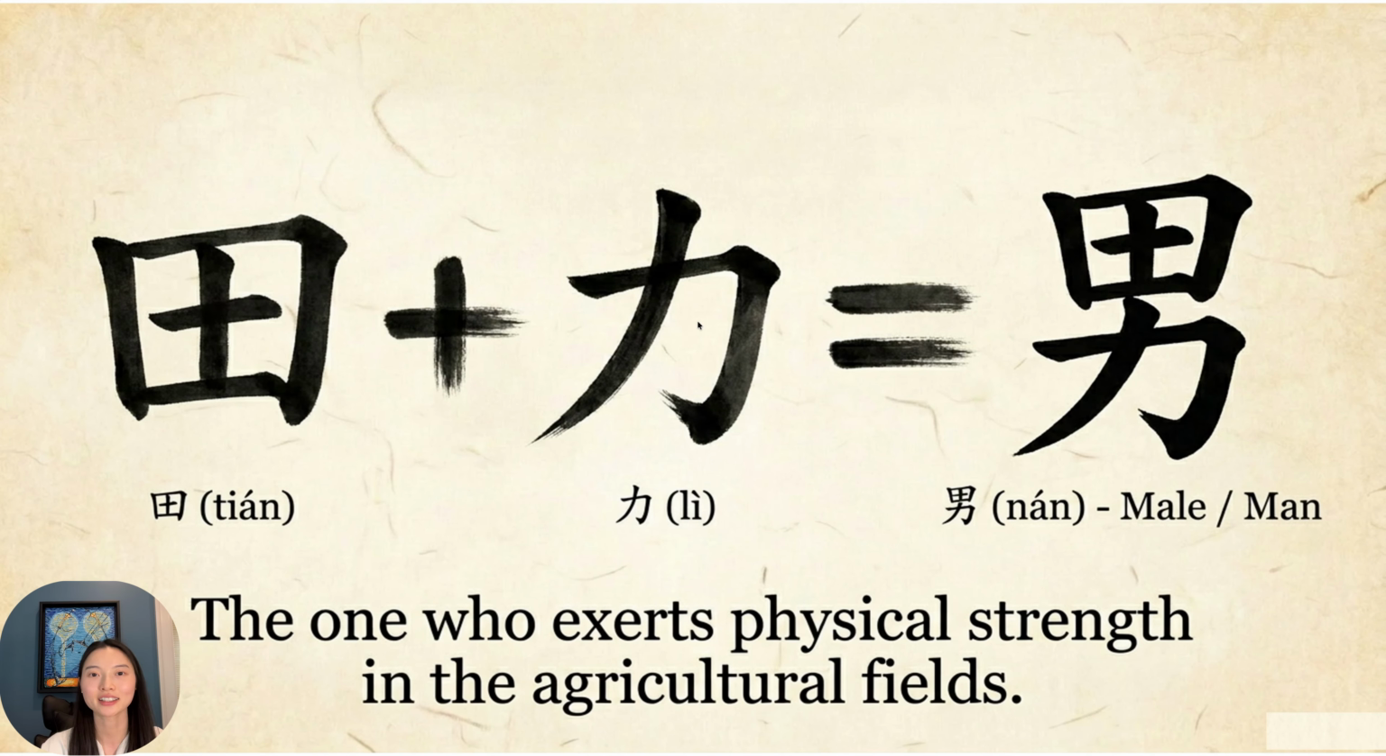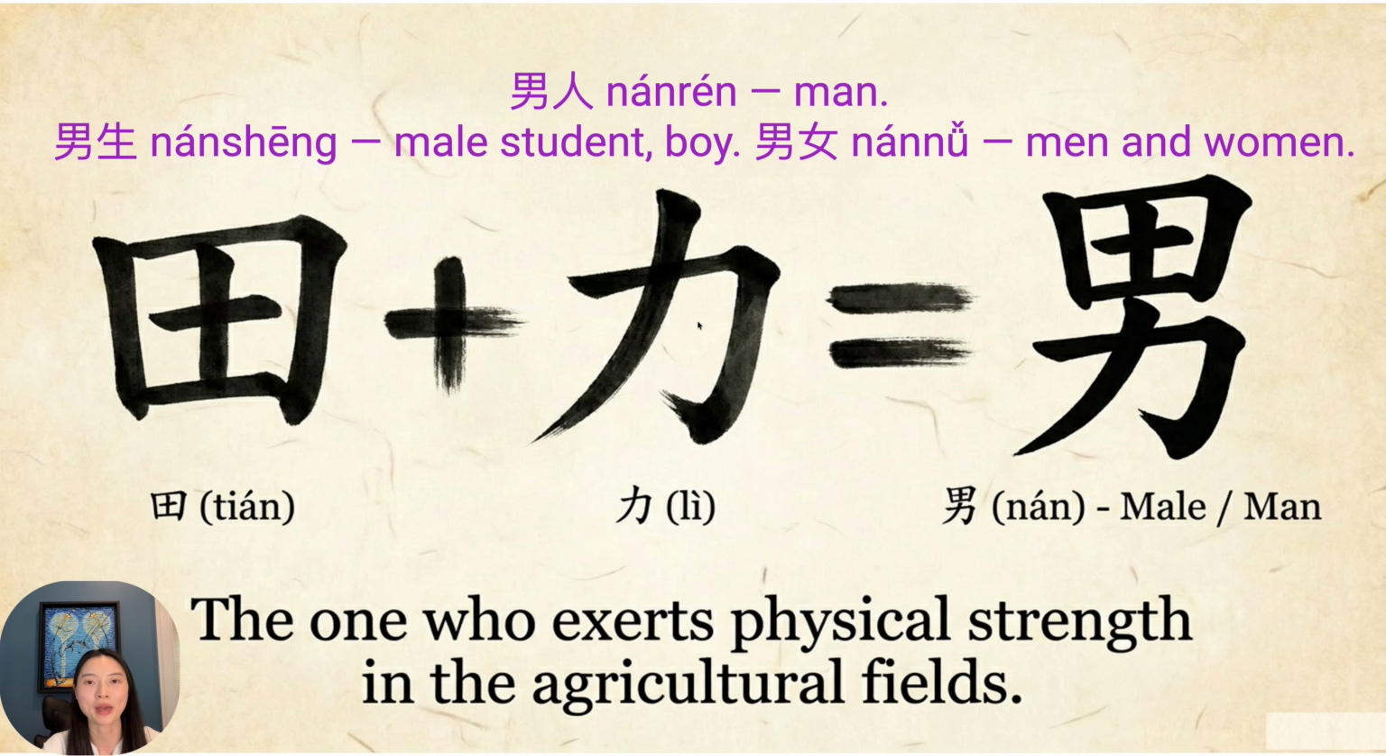Next, 男. 田 and 力. Tian is the character for a field or rice paddy, the place where farming happens. Li means strength or physical effort. Put them together, the person who exerts strength in the field. In ancient agricultural China, fieldwork was the domain of men. That's the origin of 男, the one who works with strength in the field. 男, male, man. 男人, man. 男生, male student, boy. 男女, men and women.